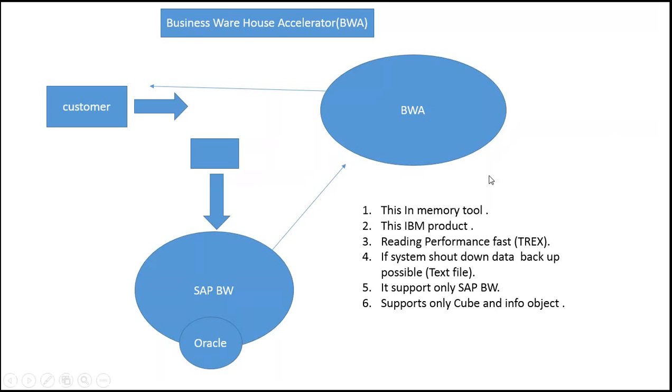Next point. Suppose any time the system shuts down or crashes, in that case the data will go and sit in text files. If the data is going into text files, it is unsecured. The BWA supports only cubes and InfoObjects. If you work on a BWA system, it supports only cubes and InfoObjects.